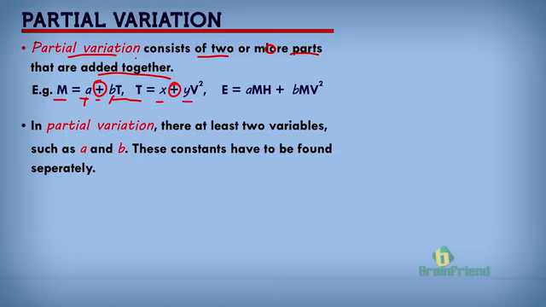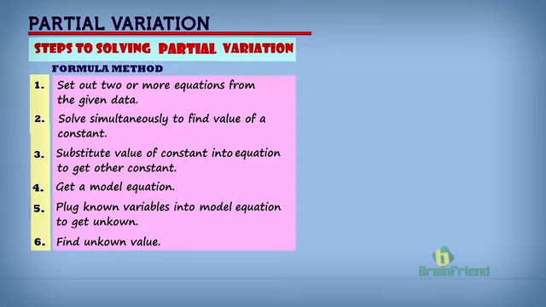So we have 2 constants, X and Y, and then V squared. Another example, E, is equal to A MH plus B MV squared, where A and B again are 2 constants. In partial variation, there are at least 2 variables, such as A and B. These constants have to be found separately. Let's see the steps to solving partial variation questions.